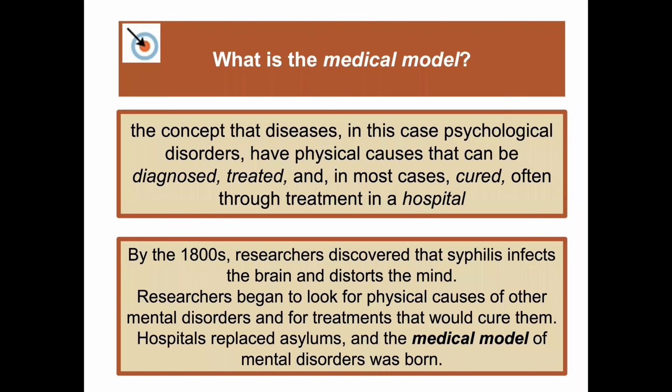So what's the medical model? It's the concept that diseases, in this case psychological disorders, have physical causes that can be diagnosed, treated, and in most cases cured, maybe in a hospital. By the 1800s, researchers discovered that syphilis, which is a sexually transmitted disease, infects the brain and distorts the mind. Before that, they had no idea of those effects, that you would see these mental health effects from that physical disorder. Researchers began to look for physical causes of other mental disorders and for treatment that would cure them. Hospitals replaced asylums, as they were once called, and the medical model of mental disorders was born.